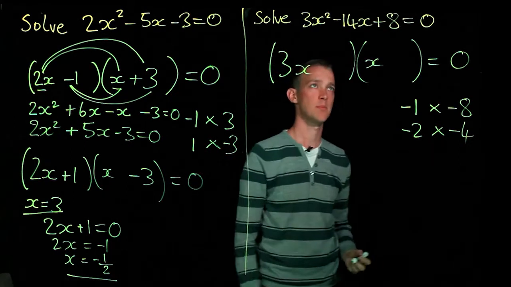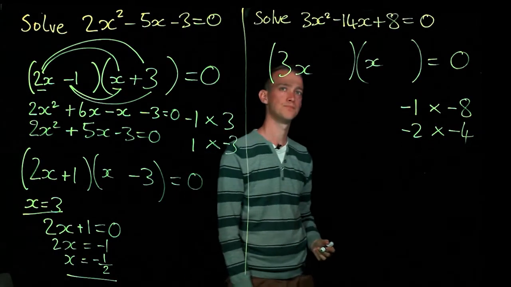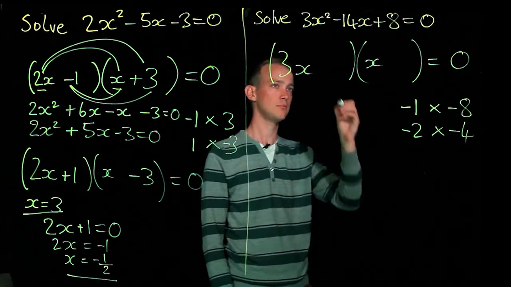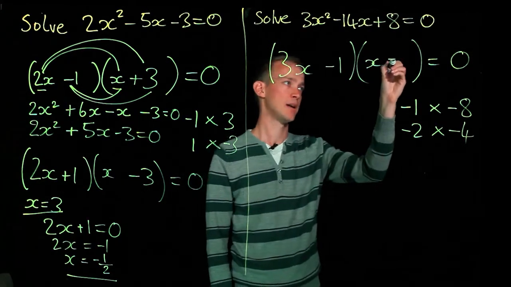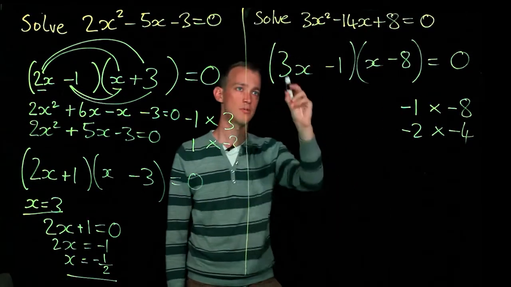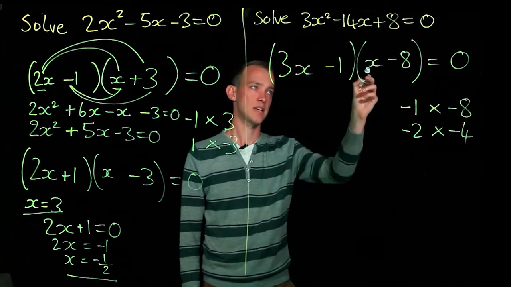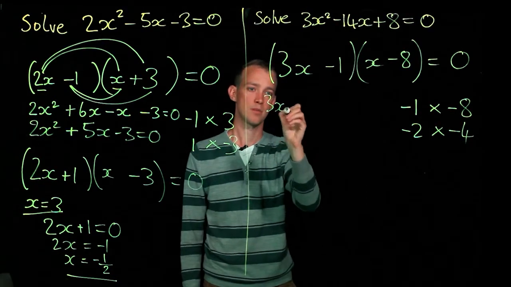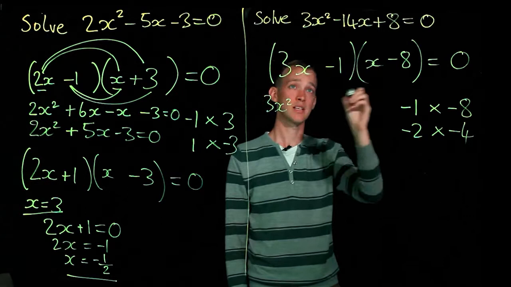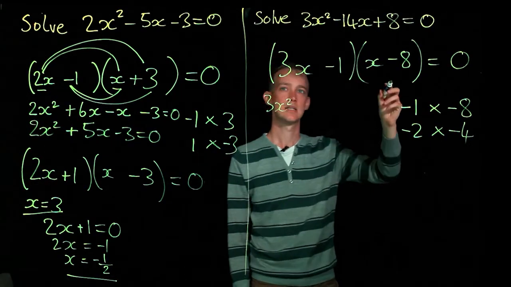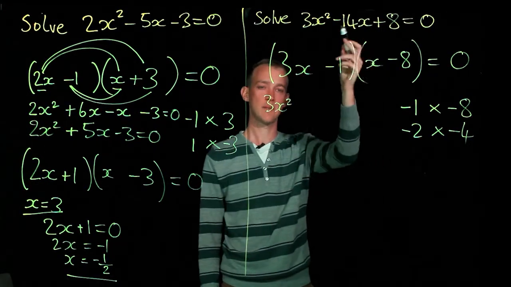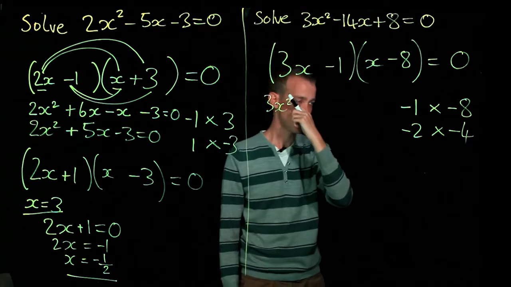So it could be any of these pairs. Let's first of all try a minus 1 here and a minus 8 here. And let's see what happens. Well, 3x times x makes 3x squared. 3x times minus 8 makes minus 24x. And we can see that's just way off because I need minus 14x. So that can't be right.